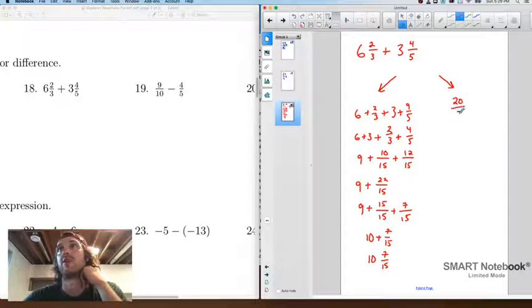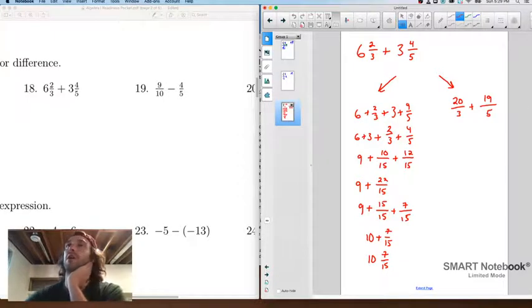So it's 20/3 plus, now this method gets nasty, right? 5 times 3 is 15, but it works. 15 plus 4 is 19 over 5. You keep the denominator that was in the fraction. Okay, so if we're going to add these two together, this is where it gets kind of brutal. If we're going to add these two together, we need a common denominator. It's the same thing. It's 15.